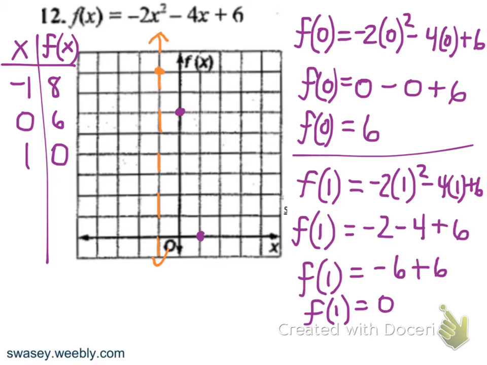Now our next step, if you're following the steps from the notes, is to mirror those points or reflect those across the axis of symmetry. So the point 0, 6 reflected across will be the point negative 2, 6. And then the point, let's see, 1, 0 will be negative 3, 0. Now we'll connect those with a smooth curve and we'll have our graph.